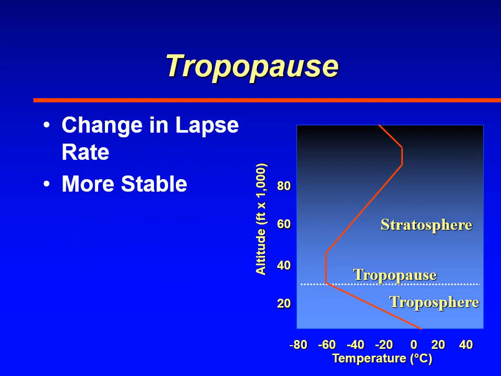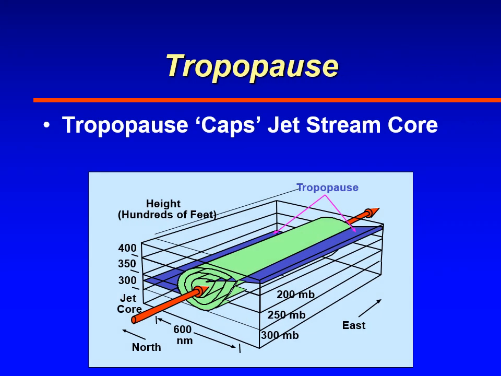As I mentioned, the lapse rate changes, in other words, the temperature profile changes, and because of that, the tropopause is a very stable layer of air. And the tropopause acts as kind of a lid or a cap to the jet stream. It sits right on top of the jet stream. In this figure, I've colored the jet stream green, the jet core red, and then the tropopause is kind of a purple color. So the tropopause sits right at the top of the jet stream, or at least the jet stream core.